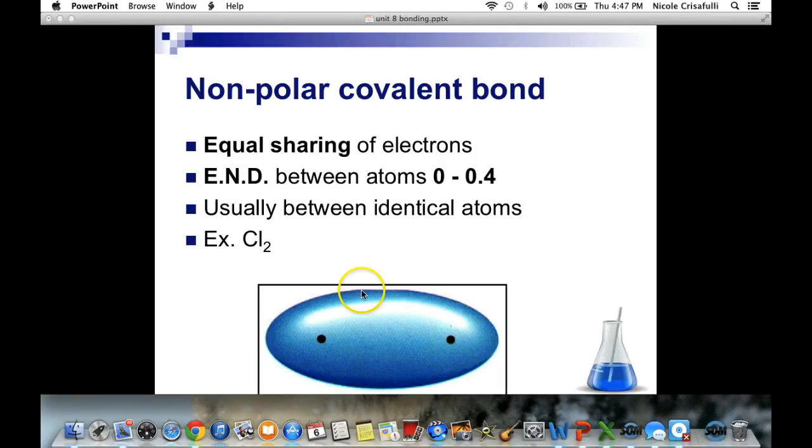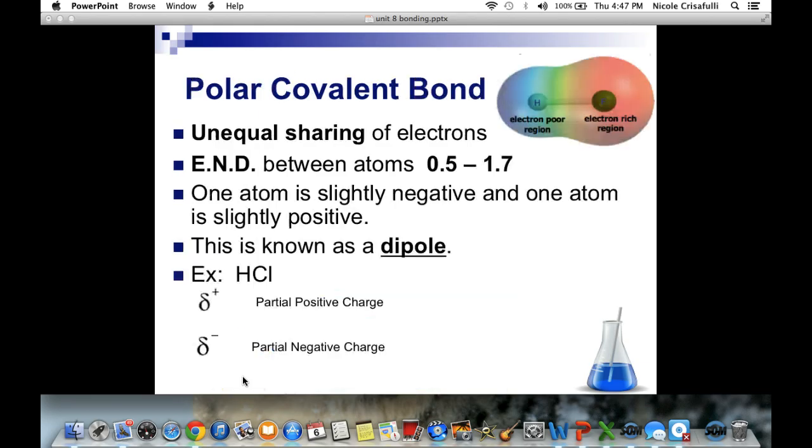So when we look at it pictorially, that's what this is going to look like. The black dot is a nucleus here. That's a nucleus here. And this blue region is the electron clouds that are being shared evenly between those two nuclei.